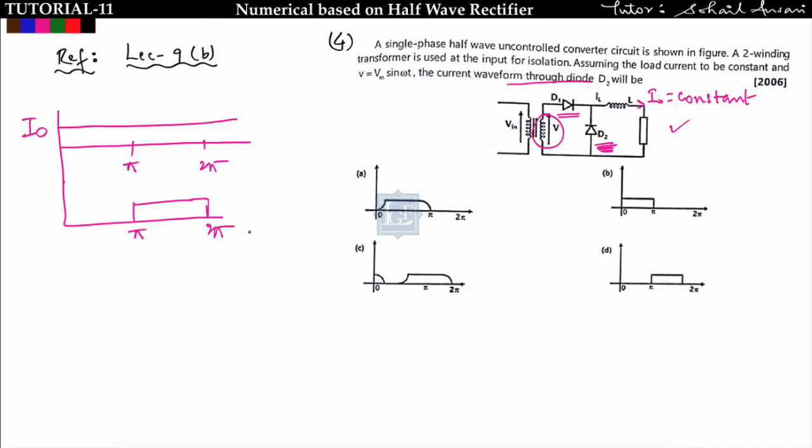Is it fine? After pi, the freewheeling diode starts conducting, and since the load current is constant, it will continue to conduct till D1 is not conducting. That means after 2 pi the supply voltage will again be positive, so D1 will start conducting and D2 will be off. That is, option D is correct. This concept has been discussed in lecture number 9b. Go through that, you will understand.